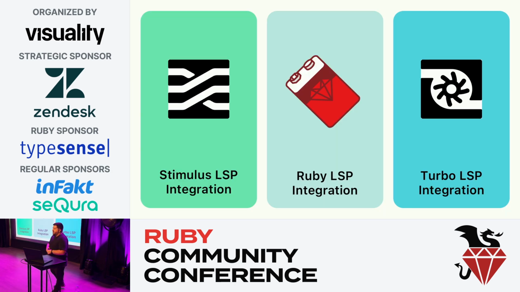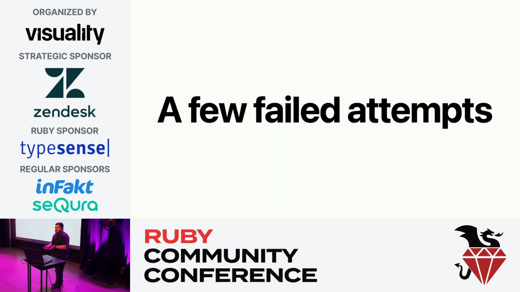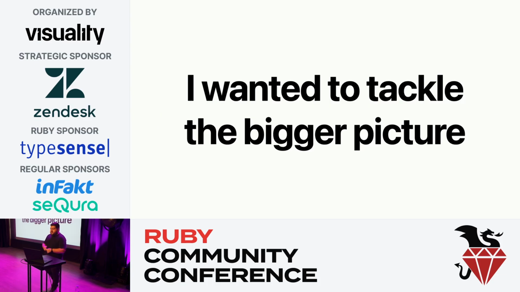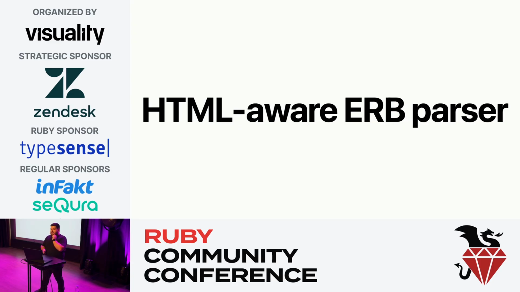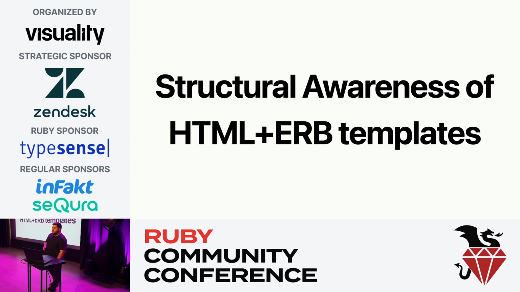And that was my motivation, because I had these three tools that needed more information about our views. And after a few failed attempts to make it work in a hacky way, I decided I wanted to tackle the bigger picture, which is to write a proper HTML ERB parser that can understand both the HTML and the ERB at the same time. You can also call this an HTML-aware ERB parser, because it's mostly an ERB parser that also understands HTML. What this gives us is a structural awareness of how and where our ERB tags are being used in the context of our HTML elements.